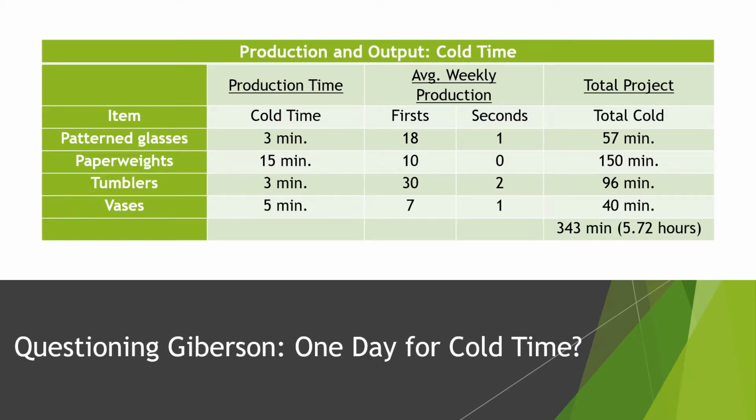This next table provides all the production periods for each item during cold time, along with the average weekly production. The bottom right corner tells us the total cold time, which is nearly 6 hours every week. Based on this information, a question for Mr. Giberson would be if he can dedicate one day in the studio for 6 hours of cold time. Cold time consists of grounding, sanding, and polishing glass items before selling and shipping them.